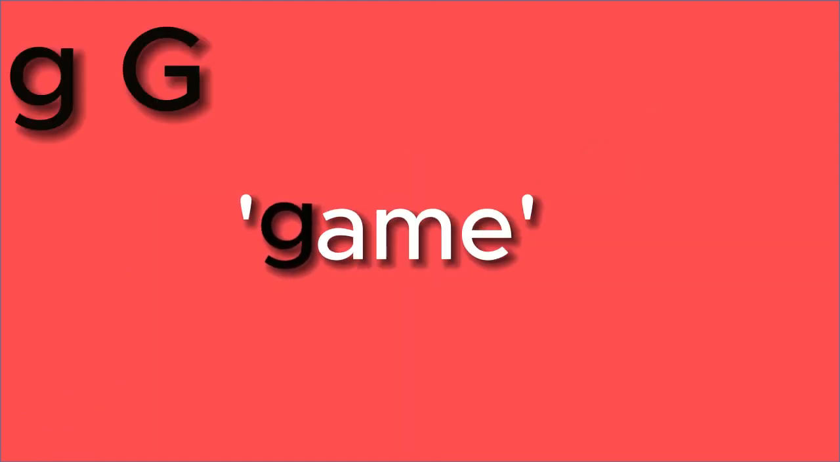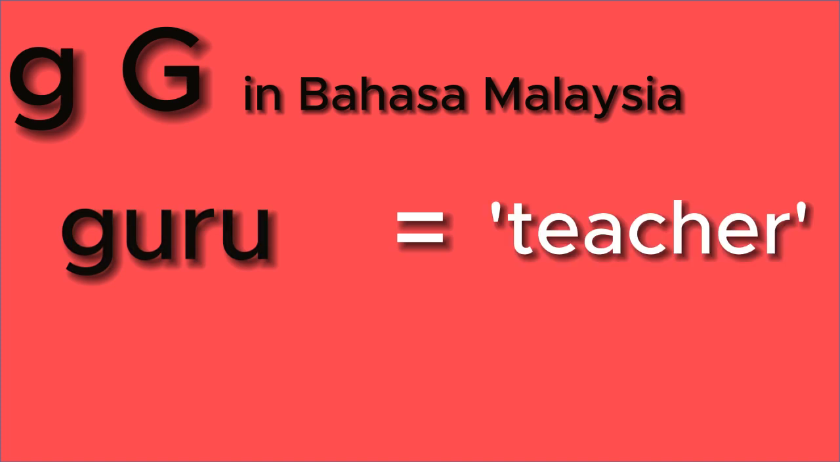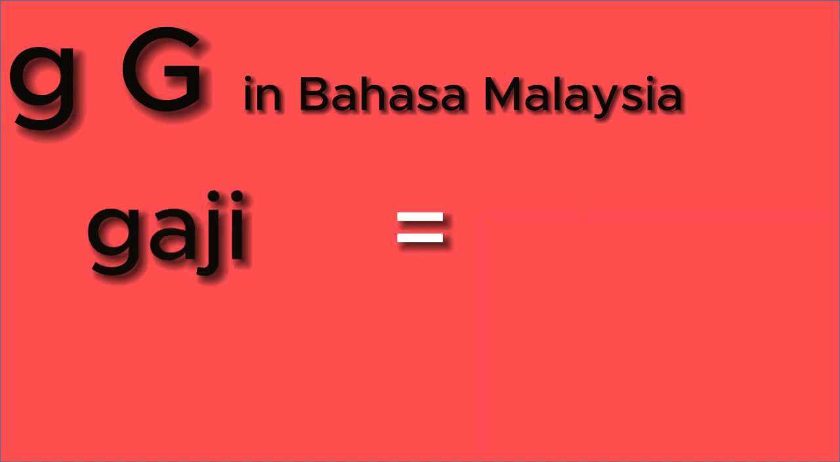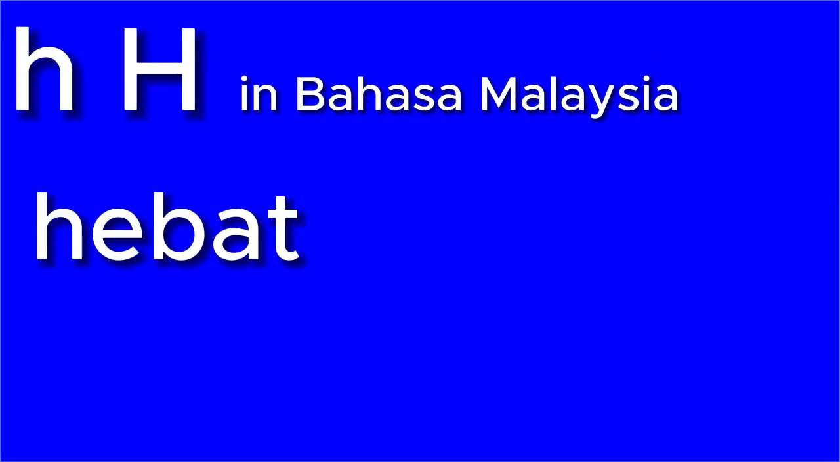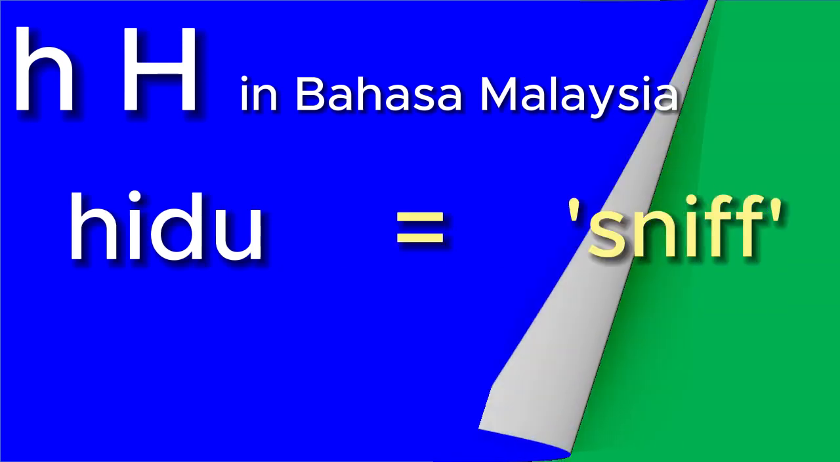Take note that G only represents one sound, which is G as in the words go, get, game, grind. Usage in Bahasa Malaysia such as guru means teacher, gaji means salary. H is pronounced as H, like in the words honey, humble. Usage examples in Bahasa Malaysia are hebat means great, hidung means nose.